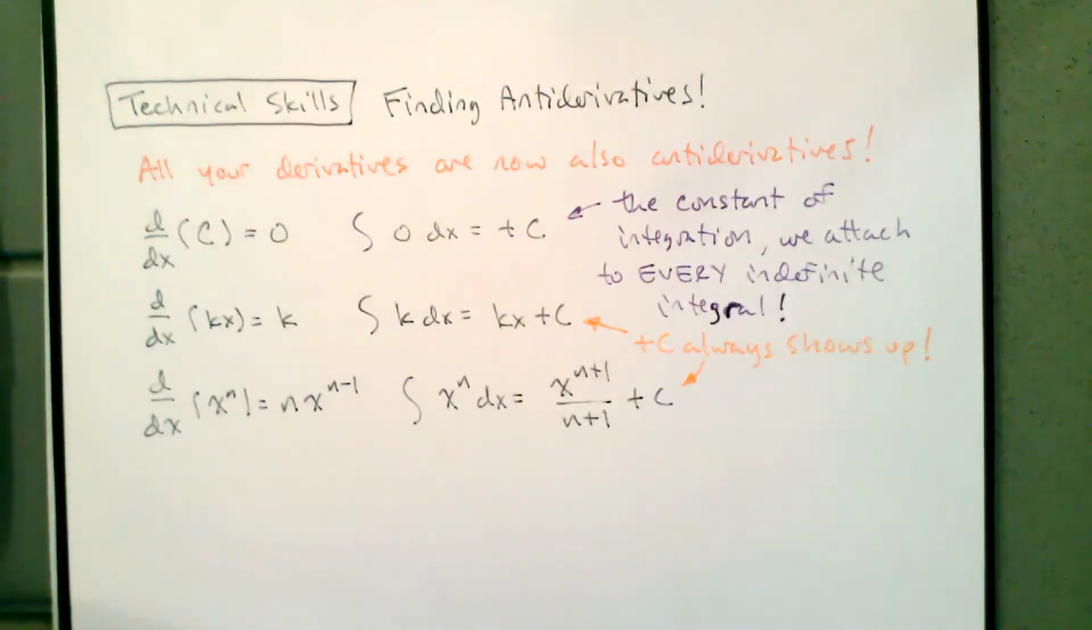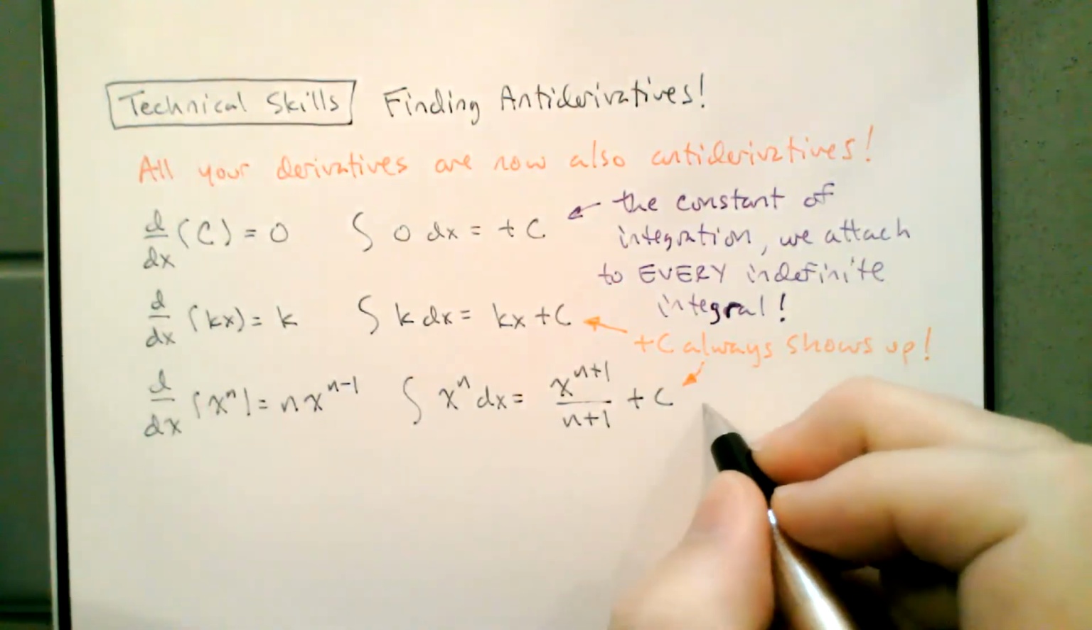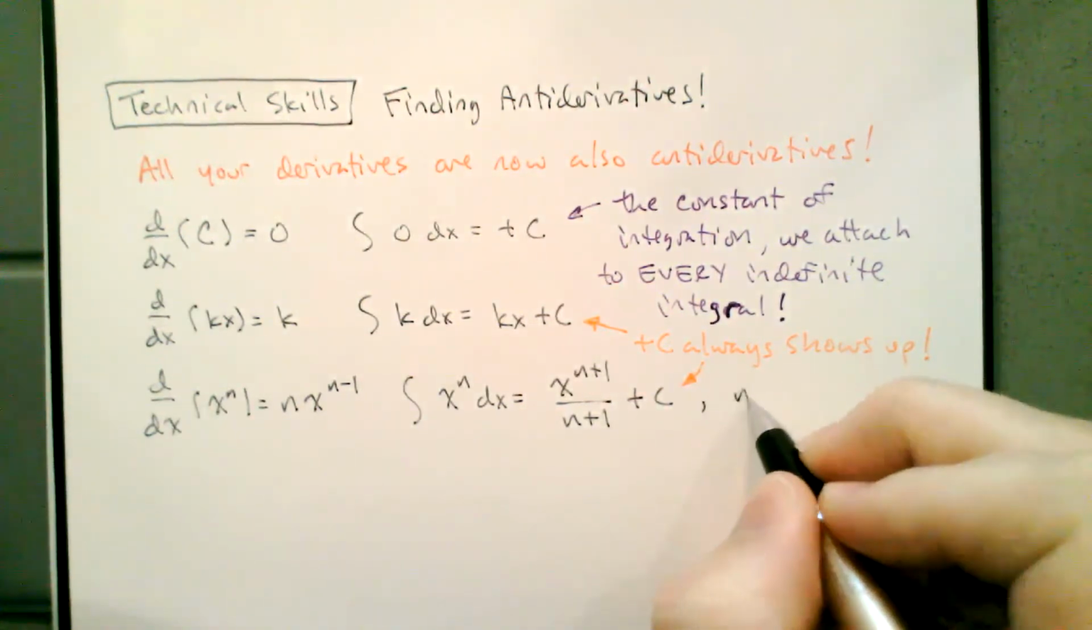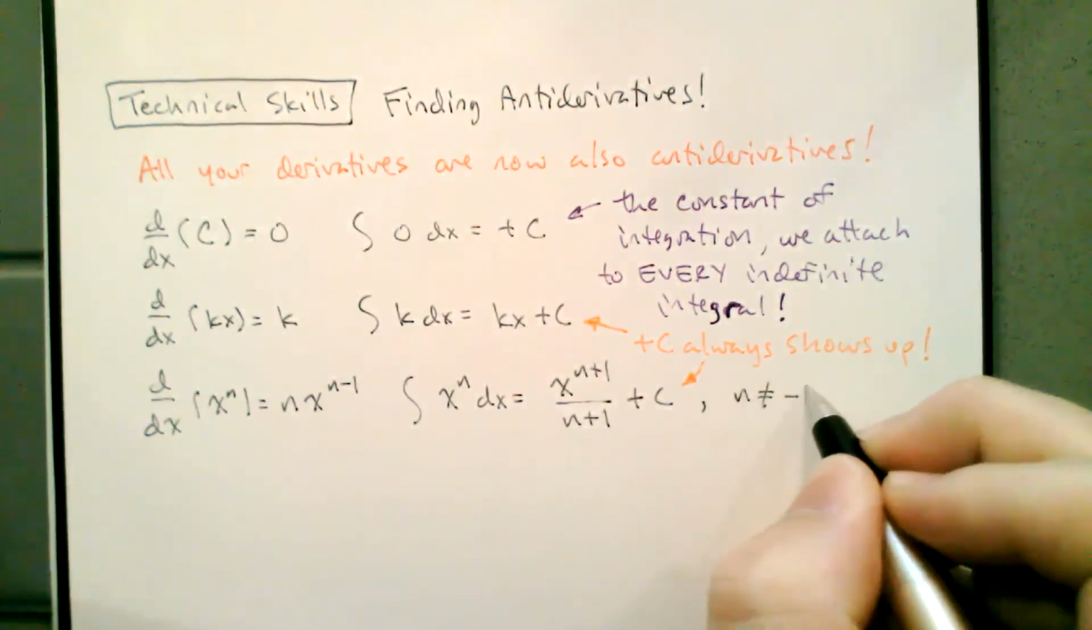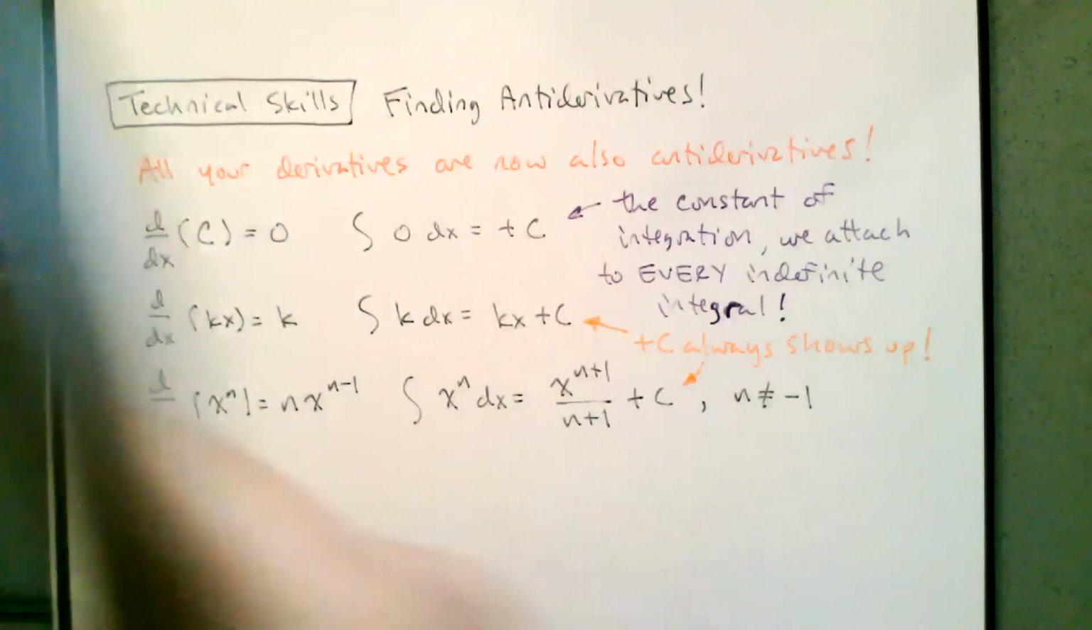Now you may notice that this is not going to work if n is equal to -1, because then we'd have to divide by 0, and we're not allowed to divide by 0. The math cops show up, and then they break down your door. You get arrested and taken to math jail. It's a whole big thing. So this only works if n is not -1, because we can't divide by 0.